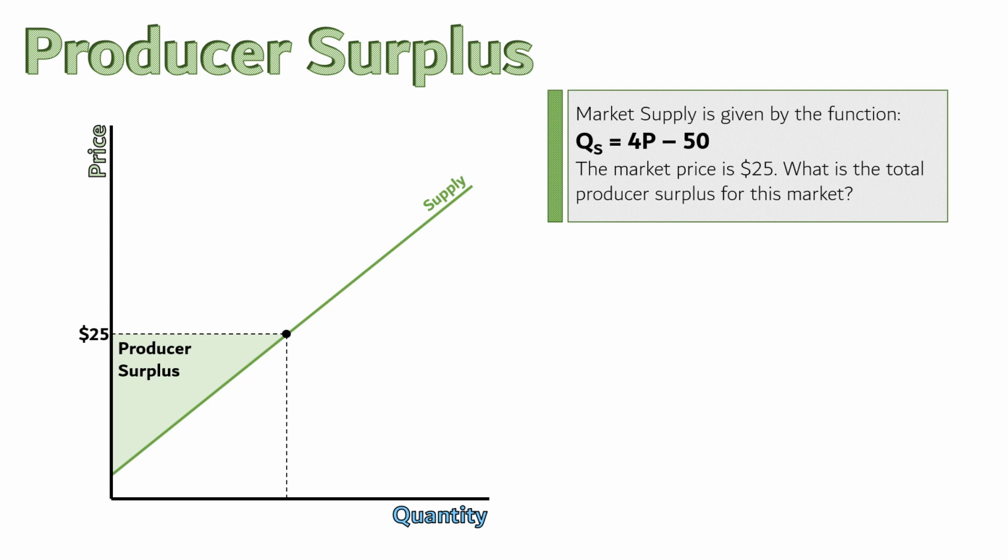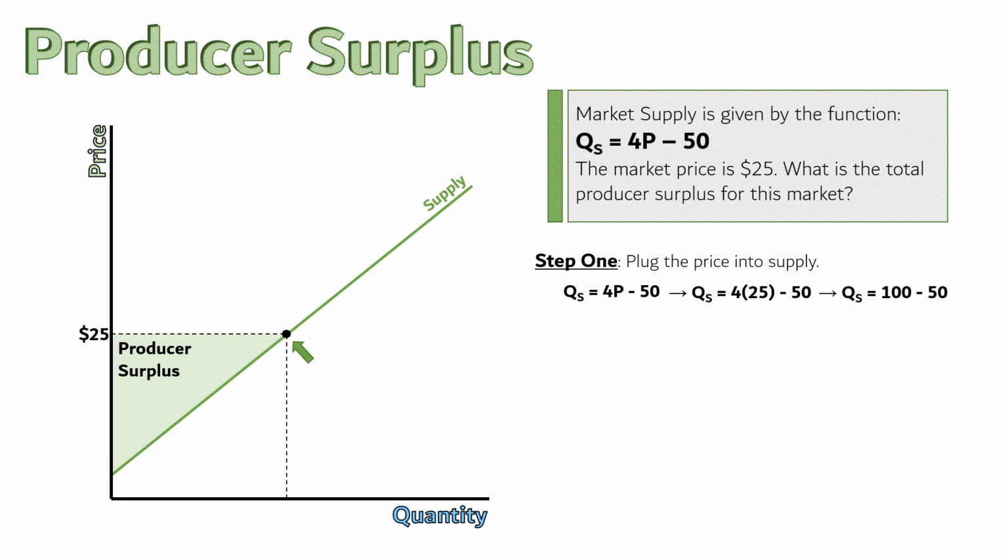We need to find the coordinates of this point here. We already know the value for the price, so in order to find the quantity, we need to plug the price into supply. If we solve for the quantity, we get that the quantity supplied at the market price of $25 is 50 units, which we can add to our graph.